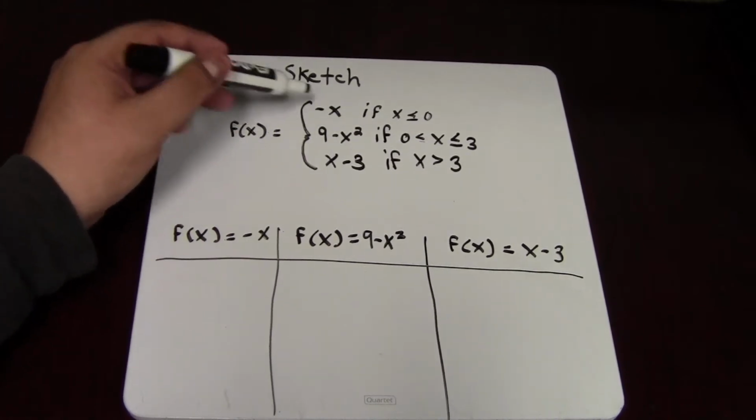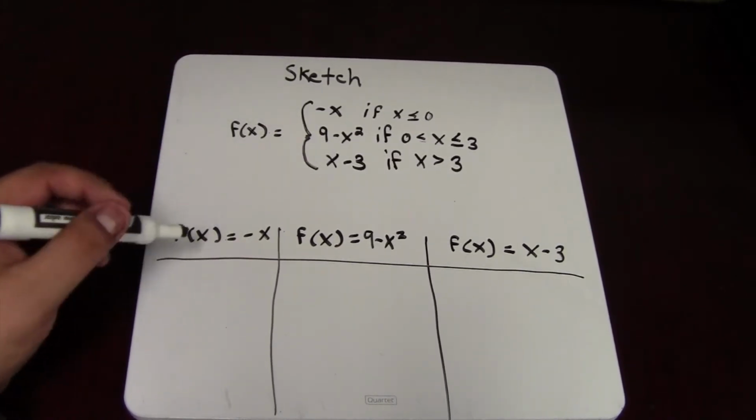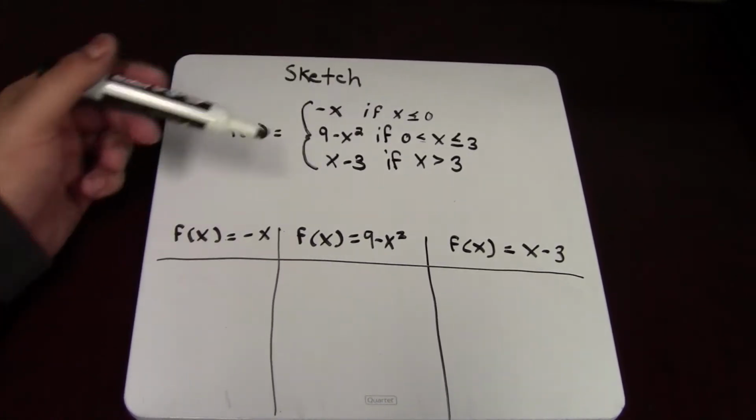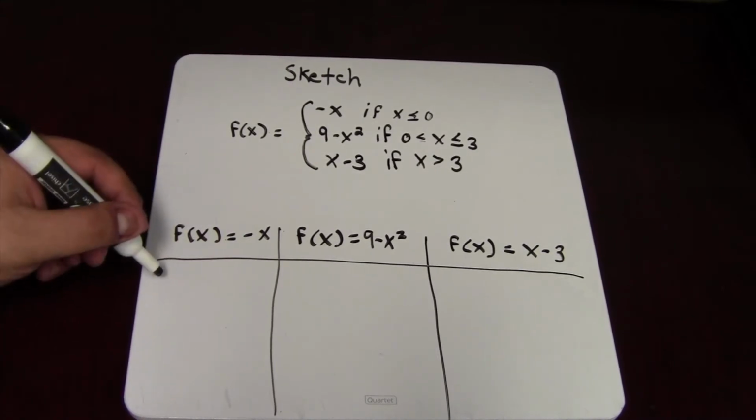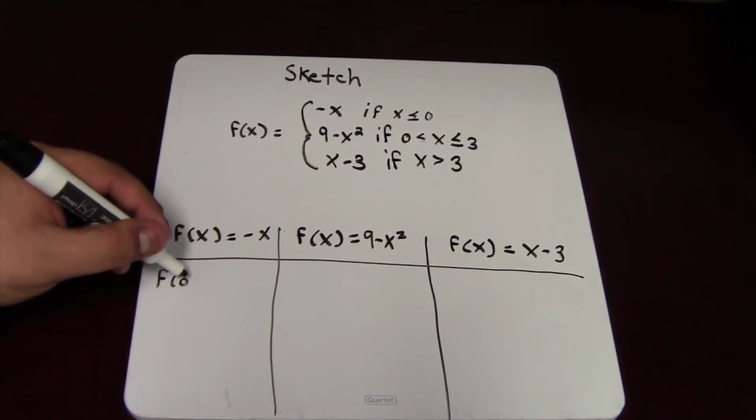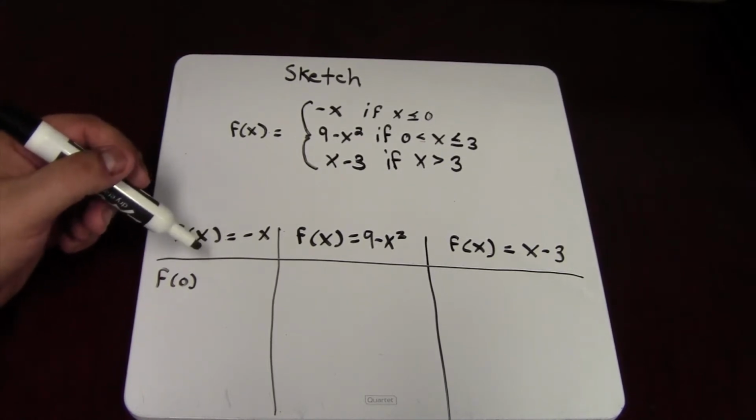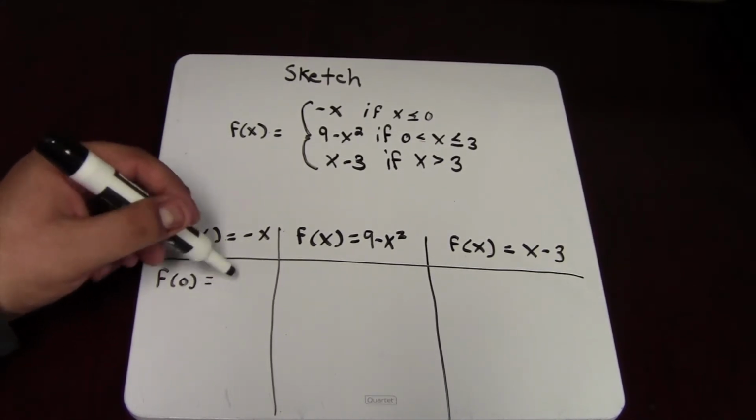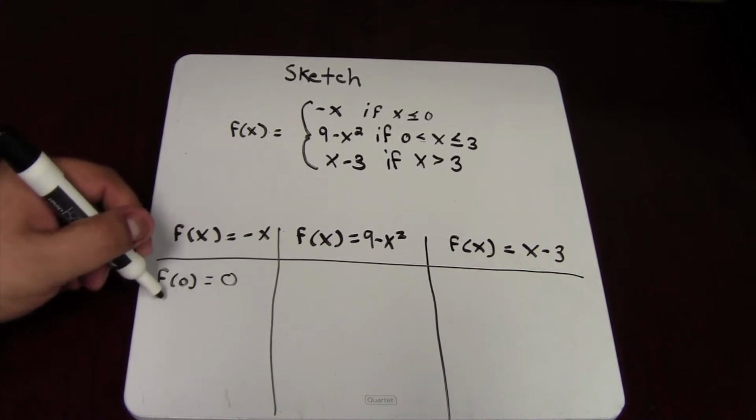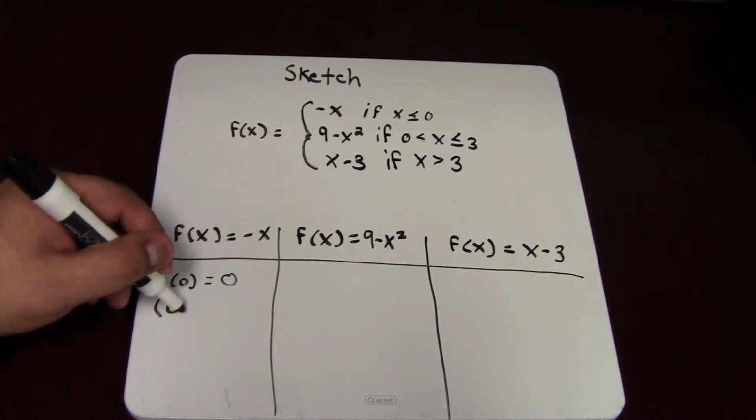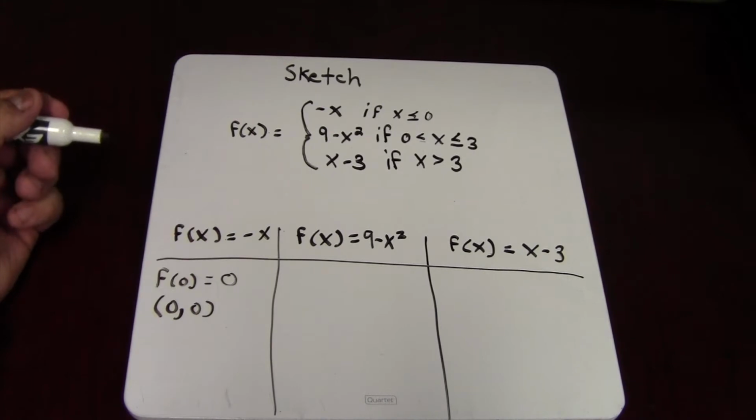So let's start with this function here, f of x is equal to negative x, and we're going to start with our endpoint of 0. If I plug 0 into this function, I will get negative 0, which is just 0. From this, my xy point is 0, 0.